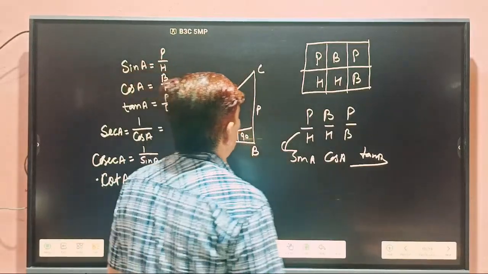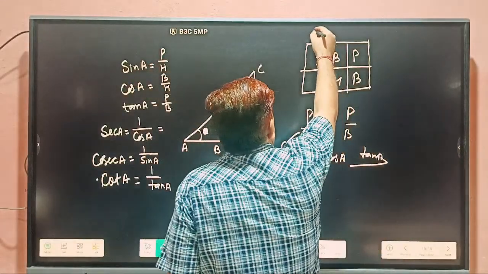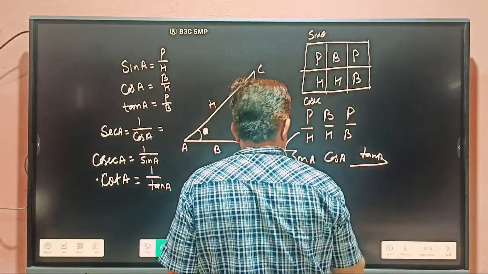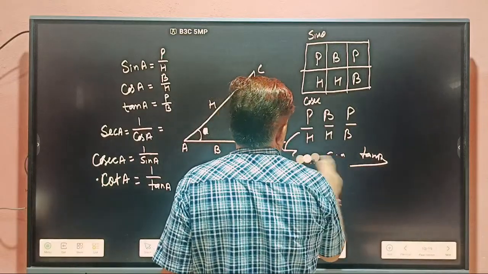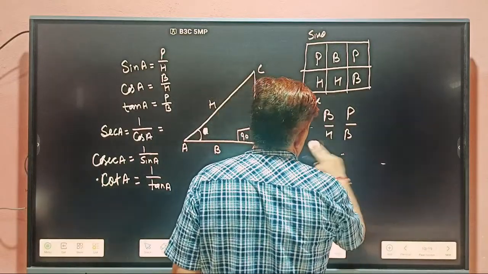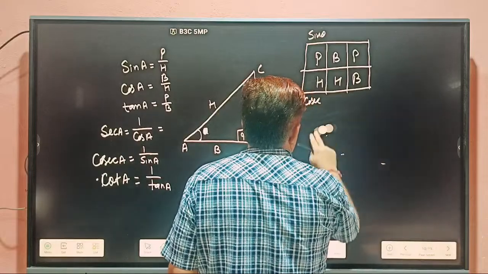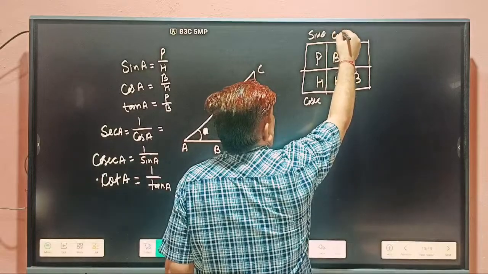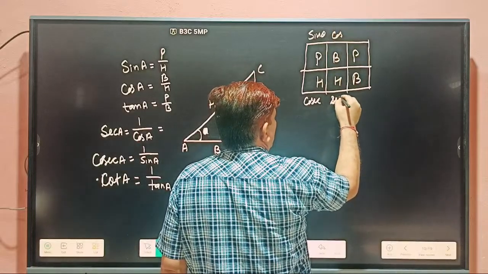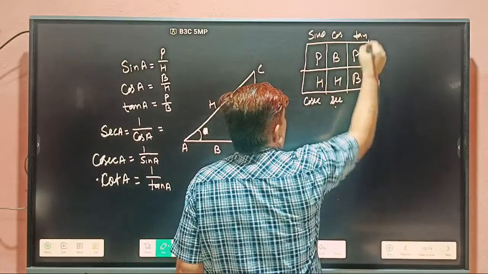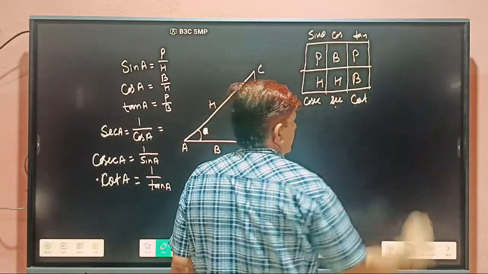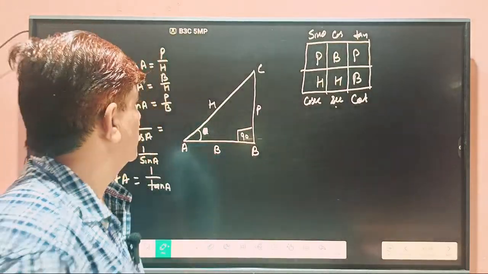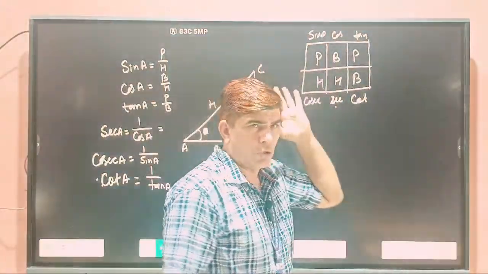So here sine, here cosecant. What? Cosecant. Here cos, here secant, here tangent, here. You will not learn like this.